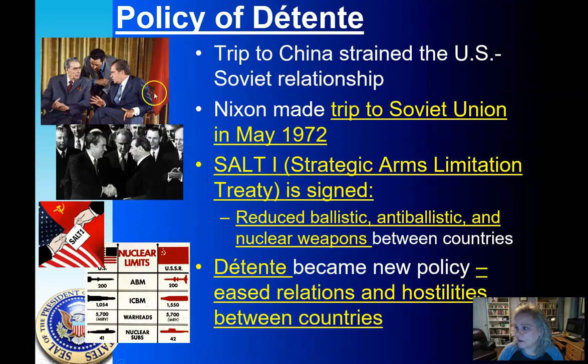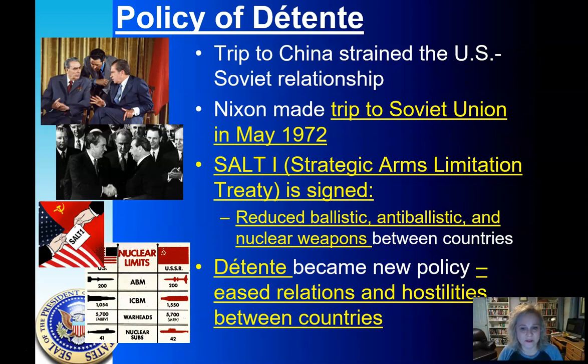Okay, so just like I mentioned, the policy of detente. Nixon is going to open up talks with a lot of the communist countries. One thing is that he visited China and opened up talks. And so the Soviet Union decided, hey, we want to talk to Richard Nixon too.